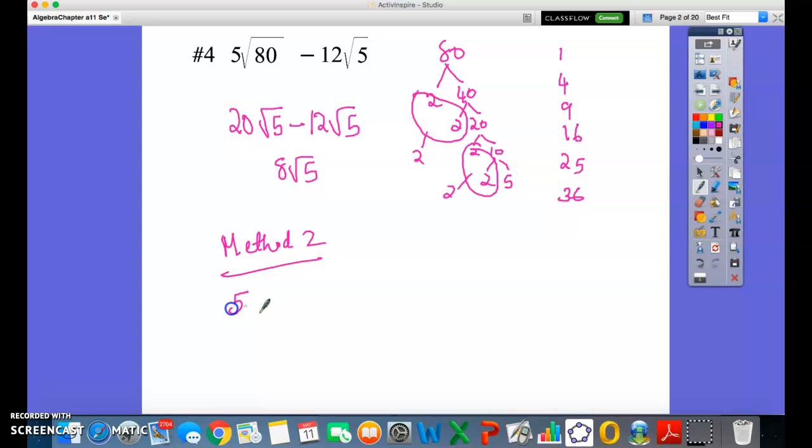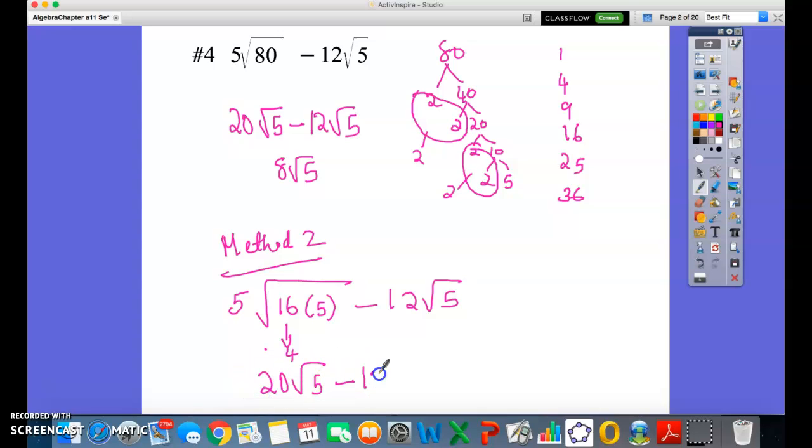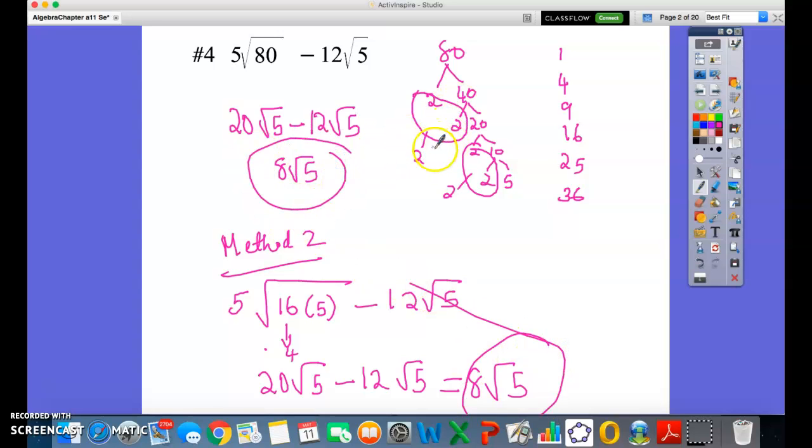So I can rewrite this as square root of 16 times 5 minus 12 square root of 5. And square root of 16 is what? 4, right? So 5 times 4 is 20 square root of 5 minus 12 square root of 5. So you get 8 square root of 5. So you can either use the factor tree or look at the perfect squares to simplify the radicand.